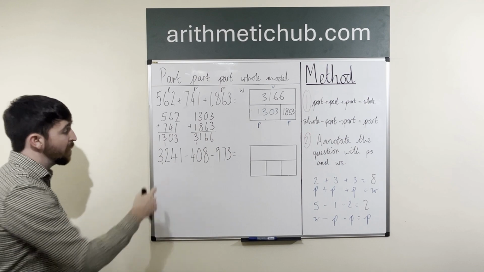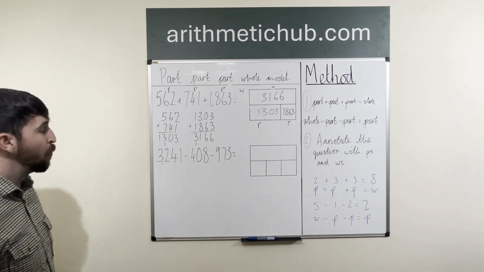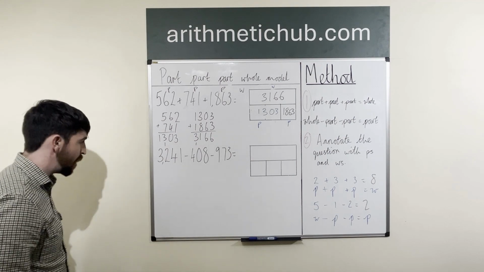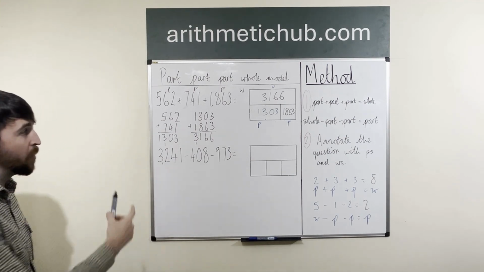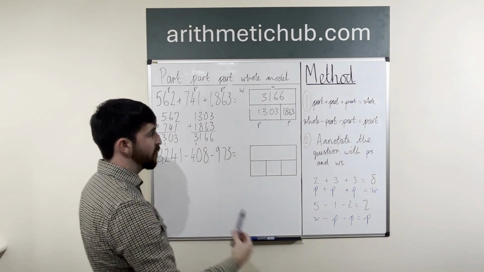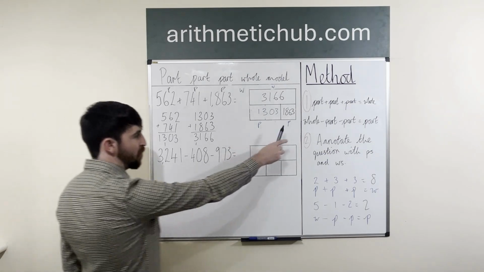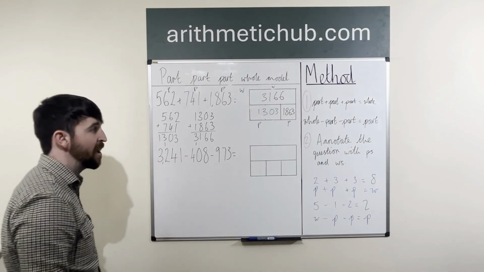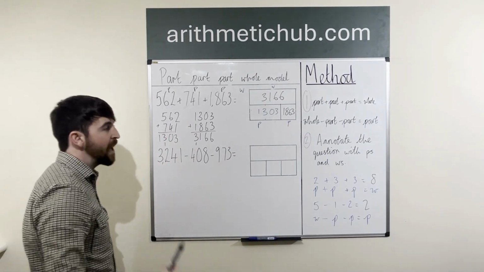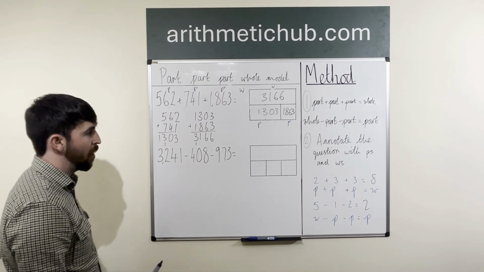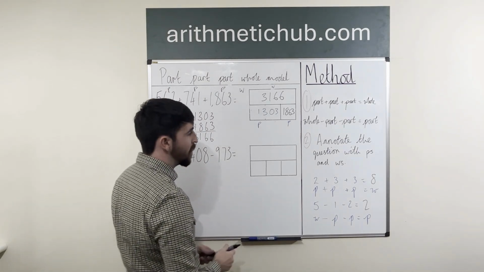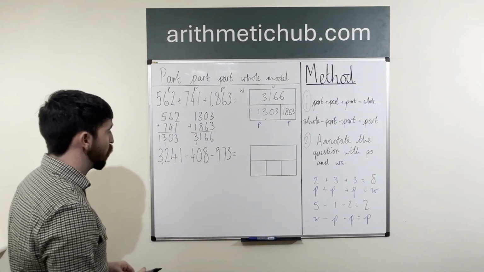Now let's move on to this question, okay, where we're doing the subtraction. So when we are doing this subtraction, what we would need to do is annotate the parts of the question as well, but it's a subtraction, so it's this type of method, isn't it? So we start with a whole, we take away a part, we take away another part, and that gets us to our final part. So we start by annotating the question with P's and W's, okay?